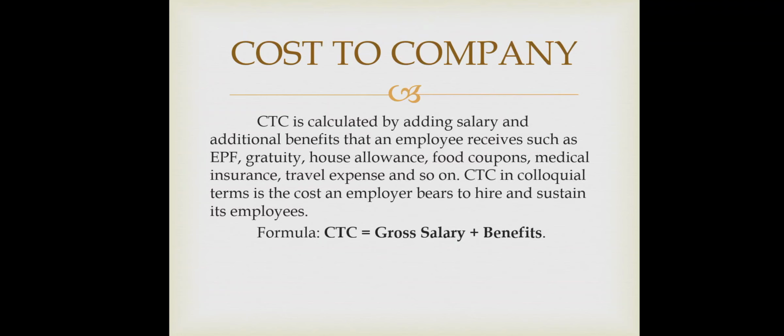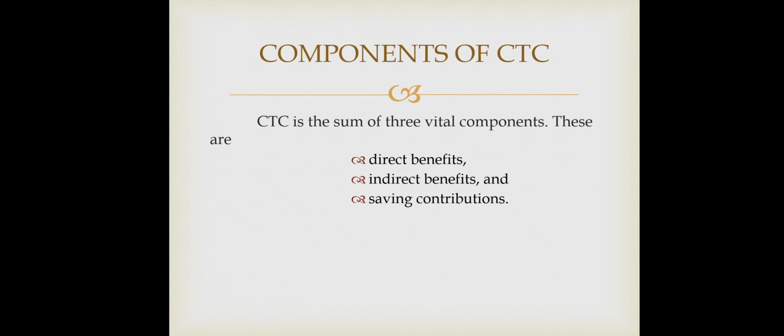First, about cost to company. CTC is calculated by adding the salary and the additional benefits which an employee receives on his service, like his gratuity, provident fund, all the allowances, any coupons he is getting from the company, the insurance the company has taken on him, all the expenses which he can claim, and so on. In simple terms, it is the cost which an employer bears to hire and sustain their employees. So the simplest formula is CTC equals gross salary plus the additional benefits.